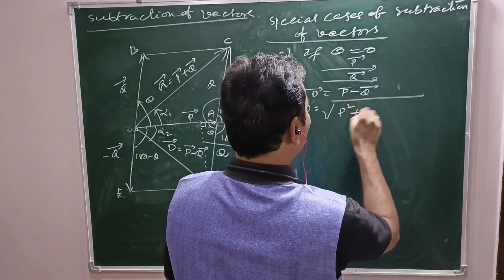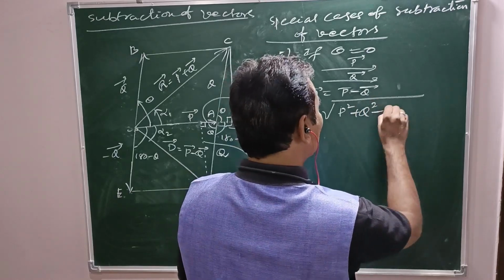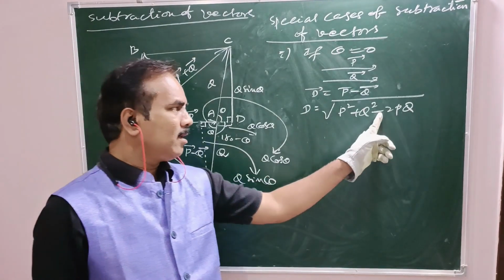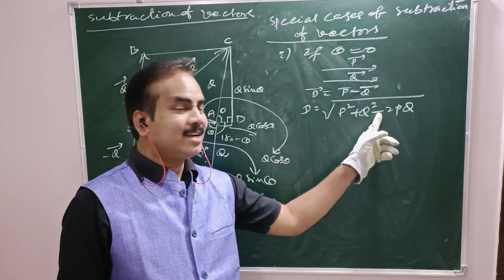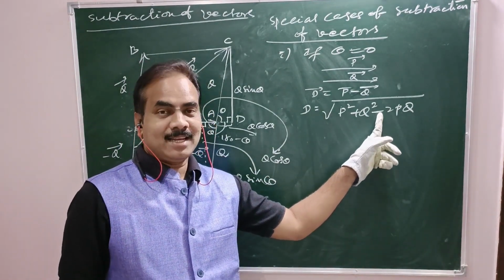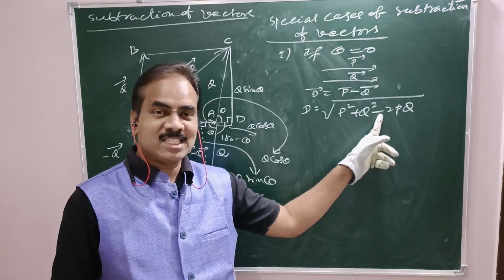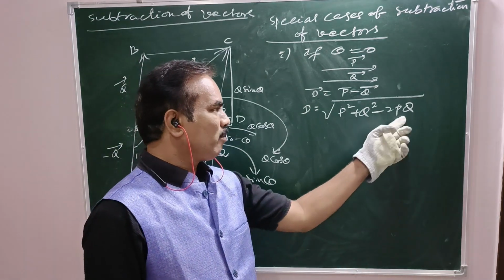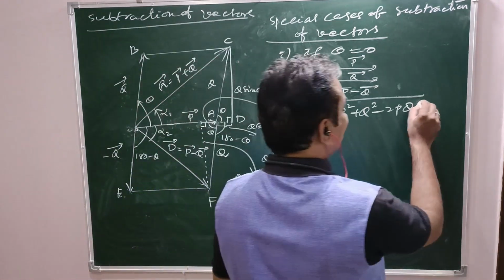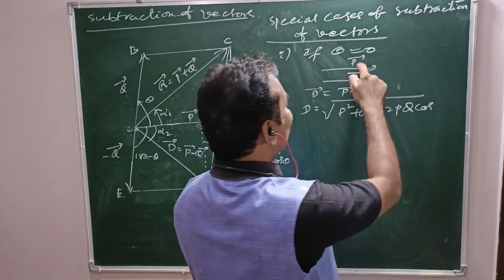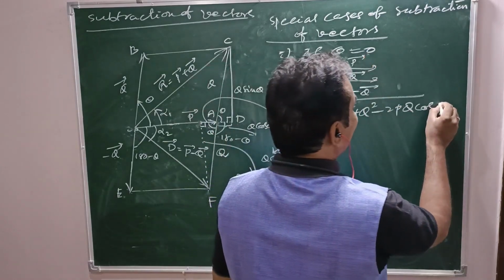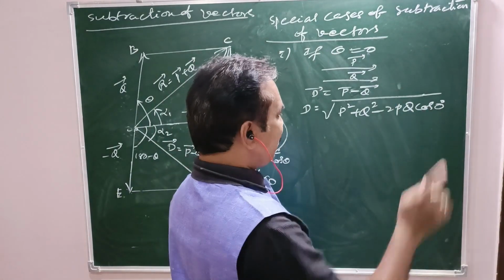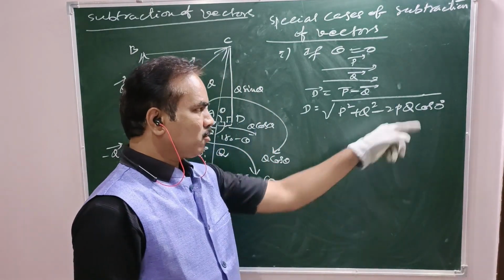P square plus Q square minus 2PQ. As far as the difference is concerned, what is the sign we shall use here? That is minus, negative sign. In case of addition, positive sign. In case of subtraction, negative sign. That is P square plus Q square minus 2PQ cos theta. What is theta between P bar and Q bar? 0 degrees. That is cos 0 means 1. So P square plus Q square minus 2PQ.